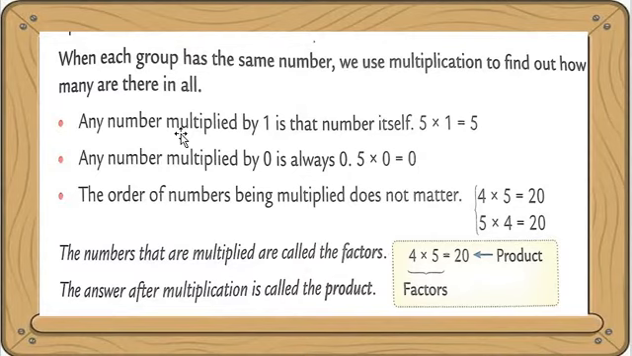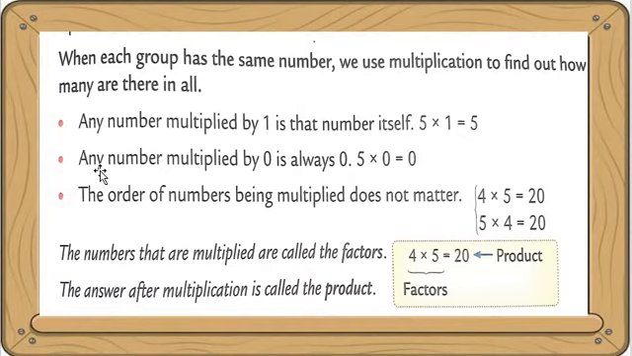Again I'll repeat, any number multiplied by 1 is that number itself. Understood? So 1 one is 1, 1 two is 2, 1 three is 3, 1 four is 4, 1 five is 5, 1 six is 6, 1 seven is 7, 1 eight is 8. 8 ones are 8, like that. 9 ones are 9. Understood? Any number multiplied by 1, we get the answer as that number itself. Got my point? It's your first point.